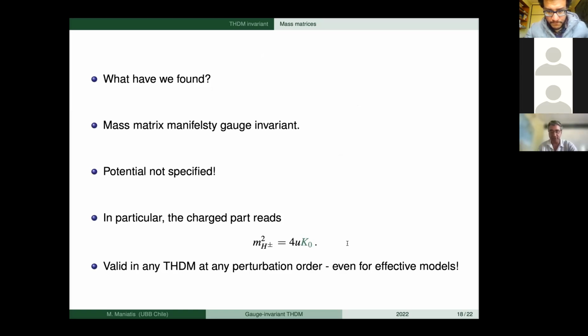as I said, what have we found? We have kept the gauge symmetry manifest all the time, because we are dealing with bilinears, which are gauge-invariant quantities. We haven't specified the potential, and so we get the charged Higgs boson mass like this, just from the minimum. And as I said, this is a relation which holds in a very general way.